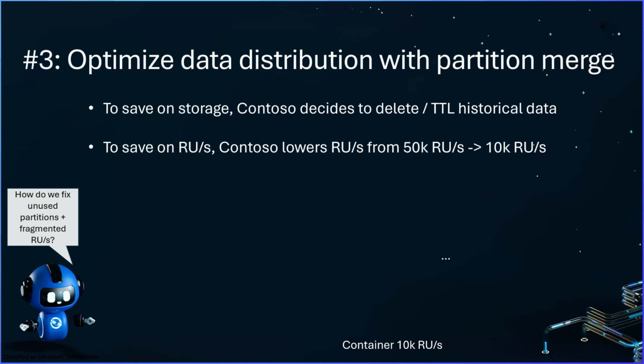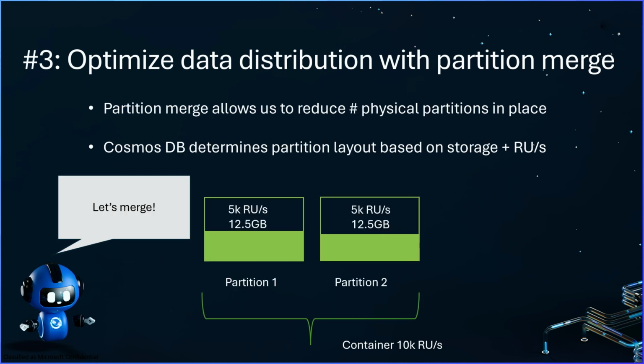The answer is to merge your partitions, to use the Partition Merge feature. Partition Merge allows you to reduce the number of physical partitions in place, and Cosmos DB will automatically determine the right layout based on your current storage layout and RUs. So there's no calculations you really need to do here. All you need to do is point the API onto your container.